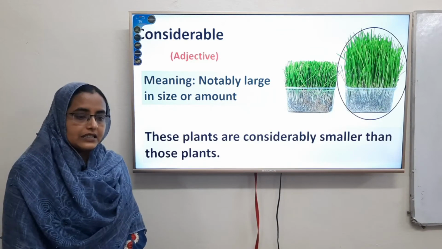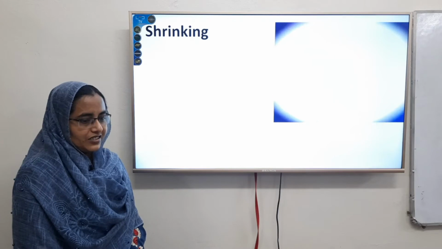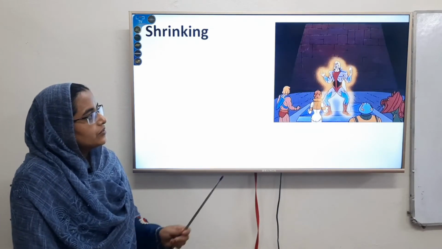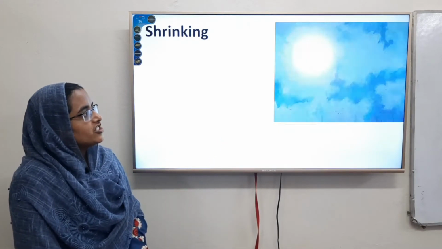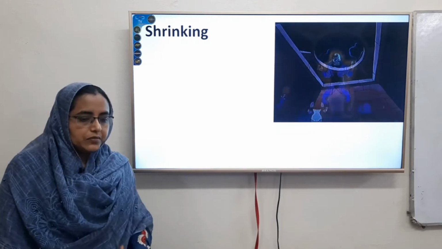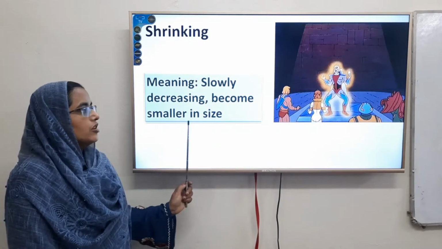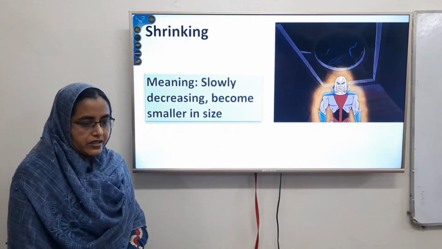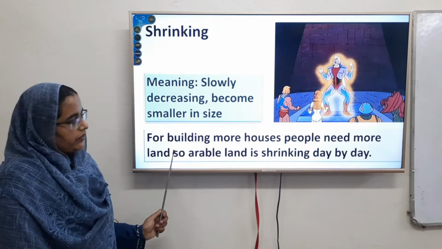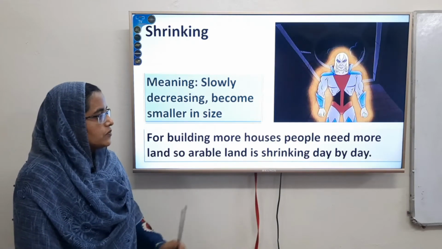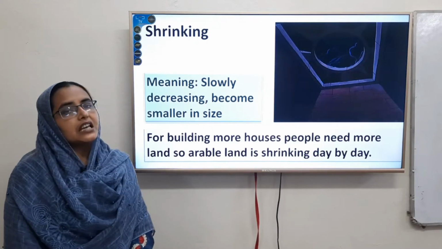Considerable is an adjective. Next word we can see here: shrinking. I think you will enjoy this. Here is a cartoon for you and we see this man slowly becoming smaller. This is shrinking. Whenever anything becomes smaller, that is shrinking. Shrinking means slowly decreasing, becoming smaller in size. Here is a sentence according to our text. For building more houses, people need more land, so arable land is shrinking day by day.